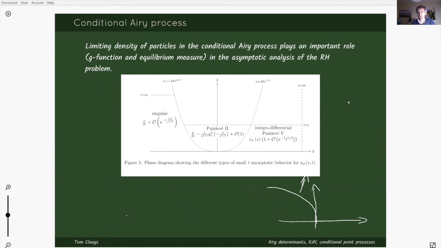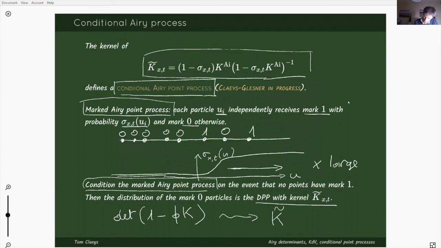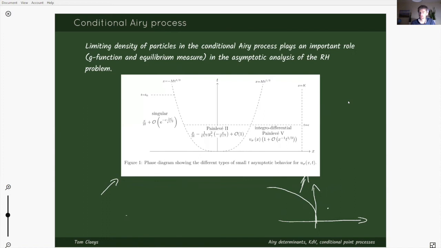So if you're far to the right, this is the picture. On the other hand, if you're far to the left, if I return to the marked process here, that means that the marking function sigma will shift to the left. That means that many points will typically receive mark one. And if you have a typical Airy point process configuration, it's very unlikely that all of them will receive mark zero. So then it's a conditioning on an event that is extremely unlikely, but still with non-zero probability. This conditioning really changes the nature of the Airy point process, because all the typical configurations which have this square root law will be conditioned out.